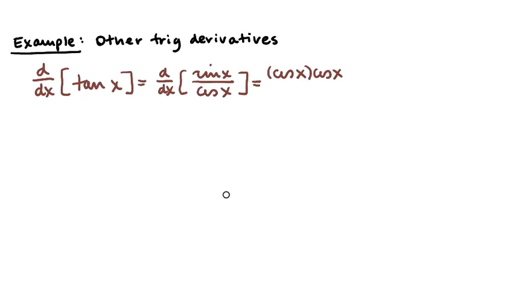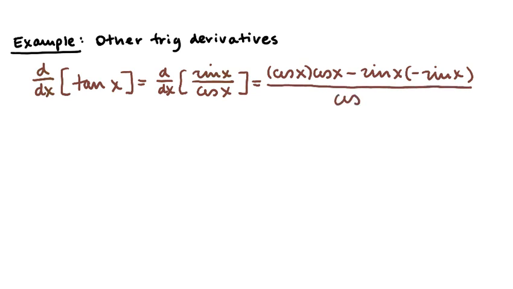All right, I need to zoom out. Minus the top times the derivative of the bottom. Yes, definitely a negative sign. Thank you. Oh, sorry, I was just getting ahead of myself. Divided by the bottom squared. So that's cosine squared x.